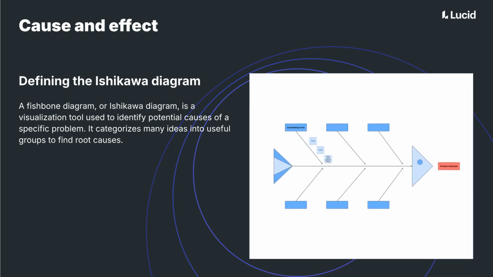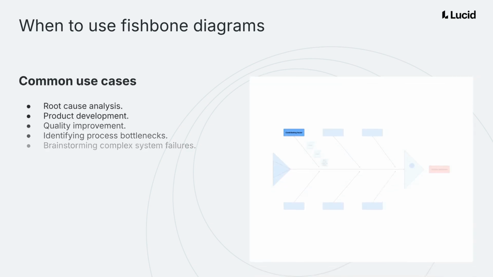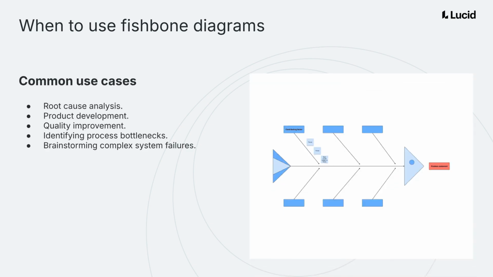It is a visualization tool used to identify potential causes of a specific problem by categorizing brainstormed ideas into a structured, fish-like layout. Common use cases for fishbone diagrams include performing root cause analysis, identifying bottlenecks in a complex process, and organizing brainstorming sessions during product development or quality improvement cycles.